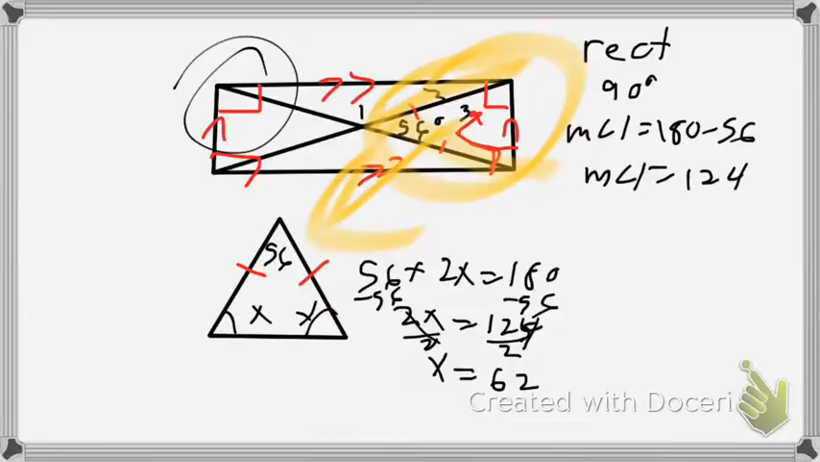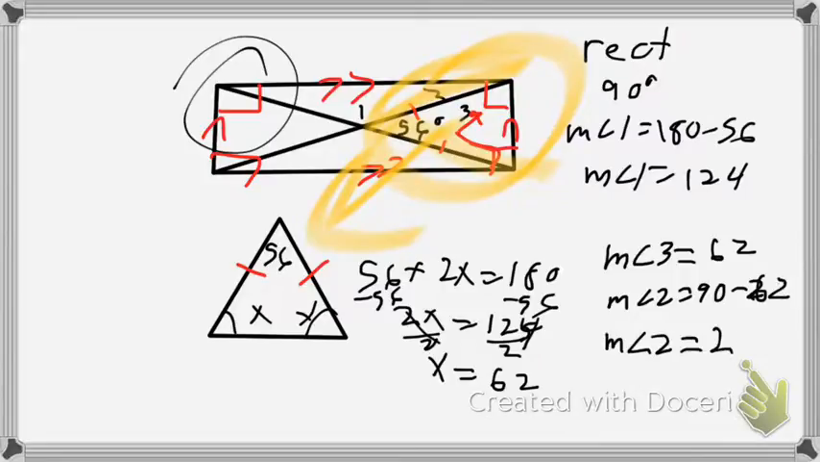62 is going to be angle 3. And we know that 2 and 3 add up to 90 degrees. So we go 90 minus 62. The measure of angle 2 equals 28. So we got there, there, and there. Okay? So that is number 22.